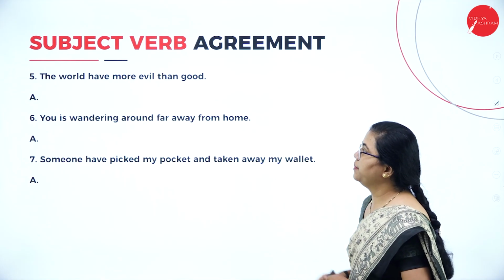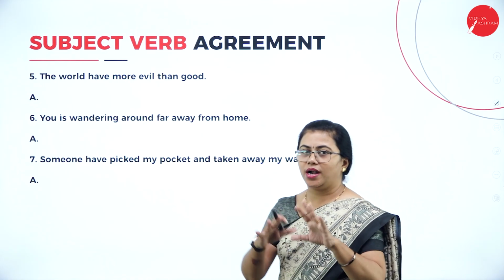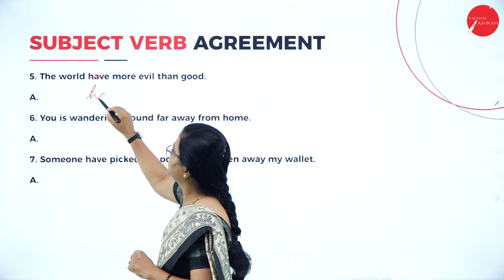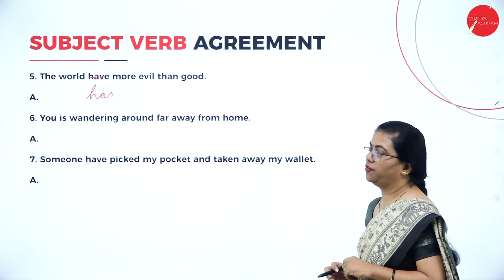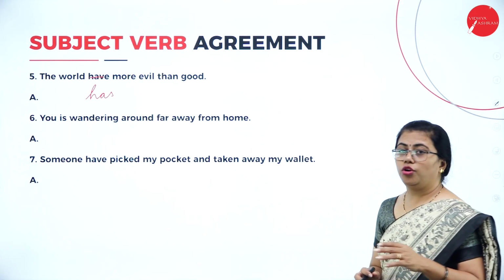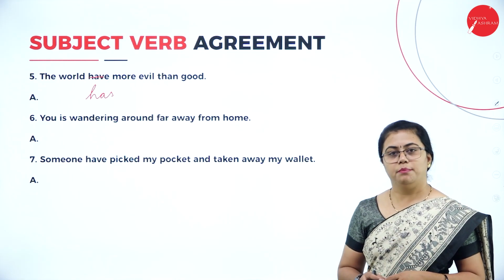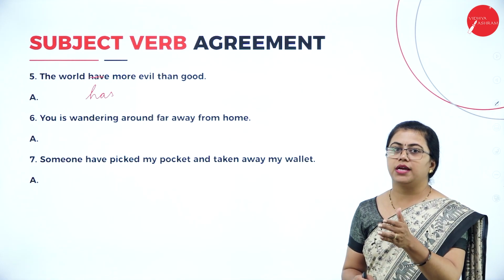A few more examples. The world have more evil than good. World is singular, right? You can't have two, three earths, isn't it? So it has to be has. Next, you is wandering around far away from home. You don't know whether it is singular or plural. If I say you, it can be singular, it can be plural. But whatever it is, along with you, the verb you use, you always have to use are.